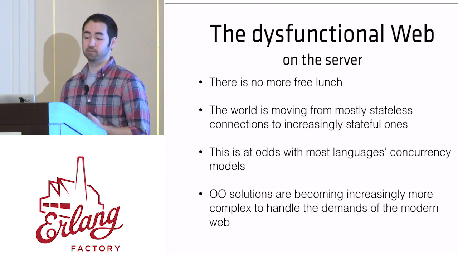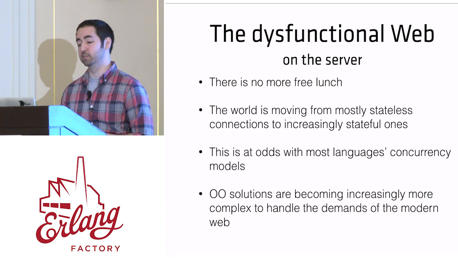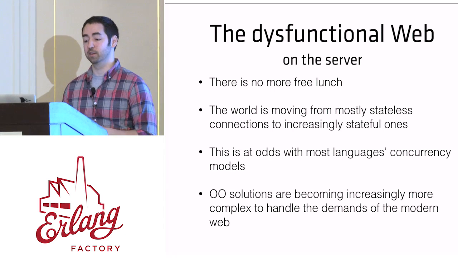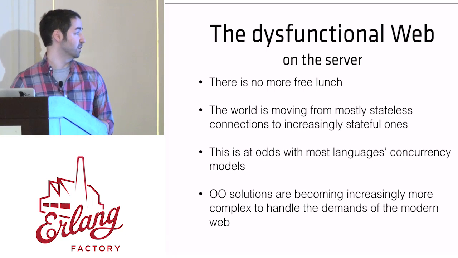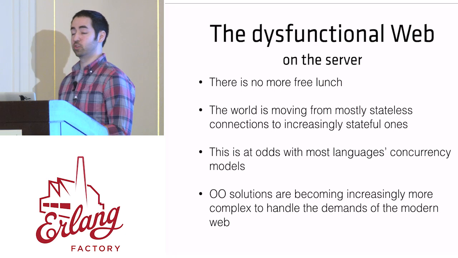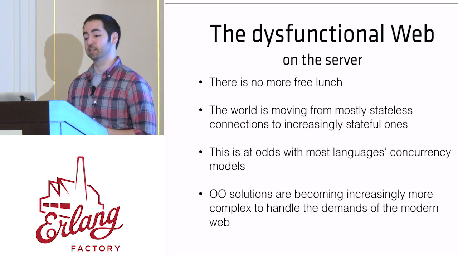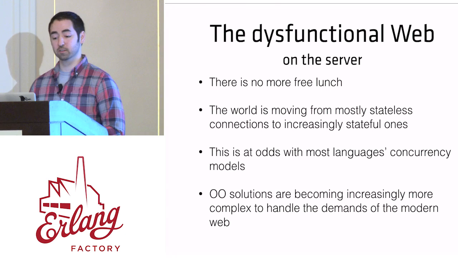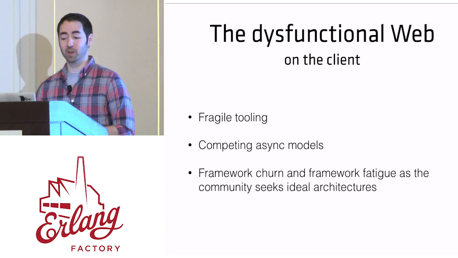But now that we have stateful connections, we have an ongoing conversation. Vertical scalability becomes really, really important. And I think most languages that have heavy concurrency models are really falling over in this area. I come from a Ruby background, and any kind of object-oriented solution to try to handle a stateful conversation with the server was incredibly complex and pushed me over to the functional side of things and ultimately to Elixir and Phoenix. We also have this functional web on the client.